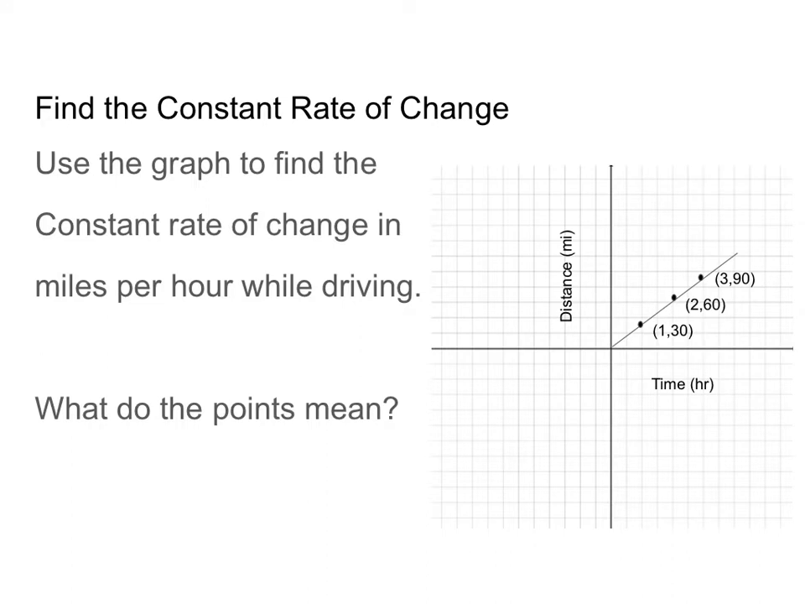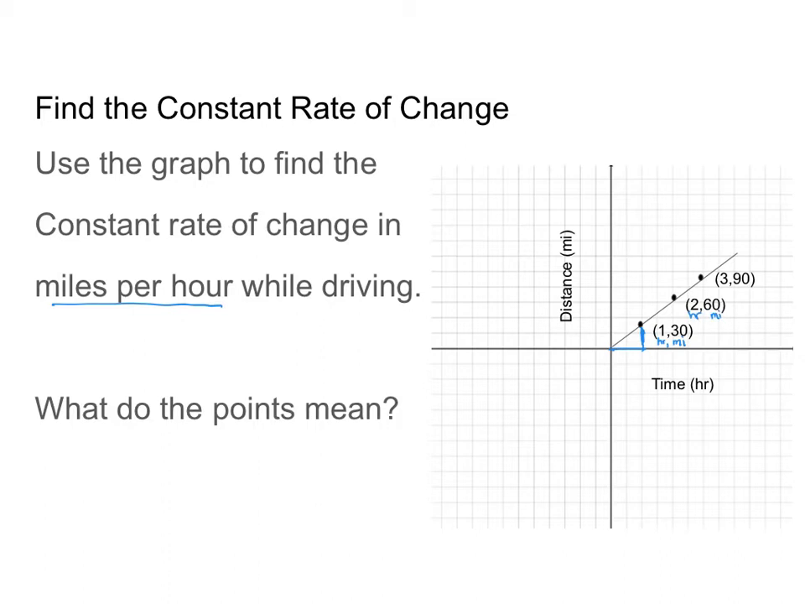Next one. Using this graph, we're going to find the constant rate of change in miles per hour while driving. Here I see that for 1 hour, I go 30 miles. This is the hour, because that's your X, and this is your miles. For 2 hours, I go 60 miles.